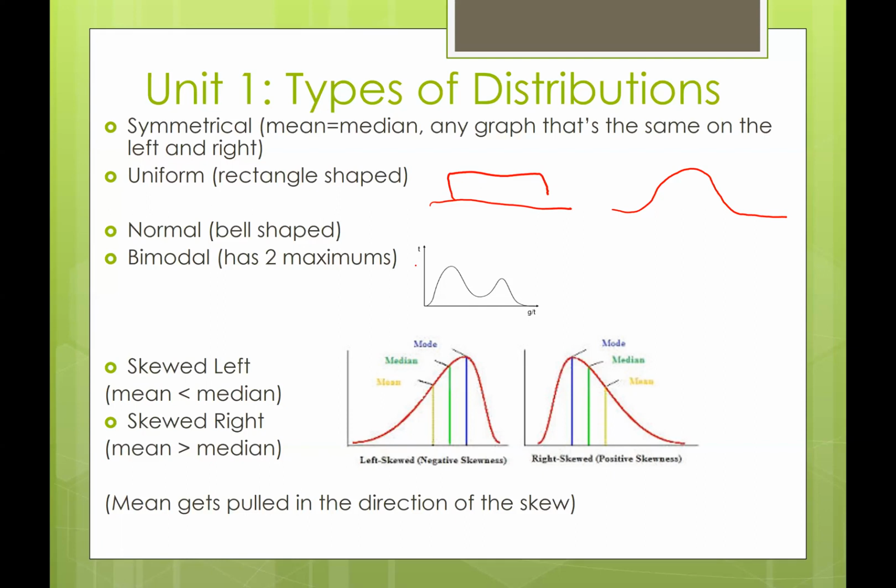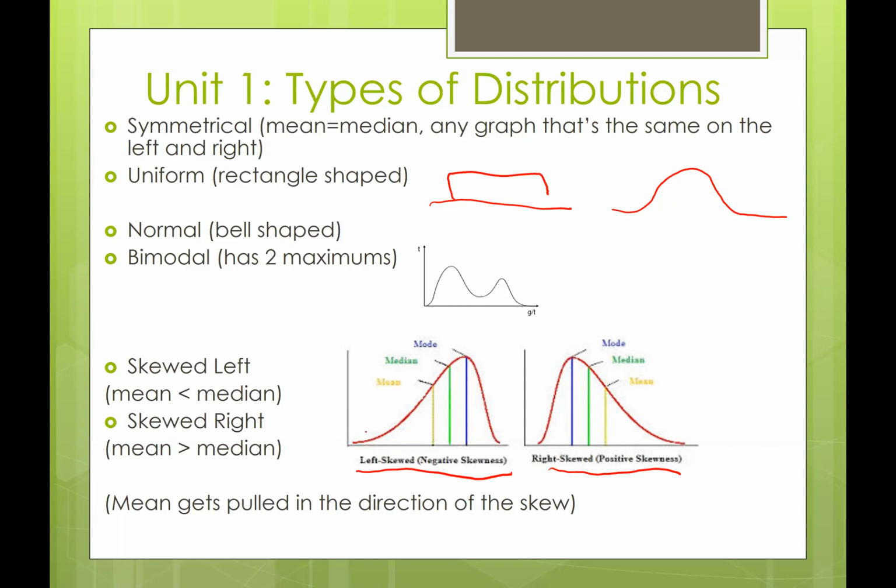And this might or might not be symmetrical. It's not a symmetrical distribution specifically, but sometimes it is by chance. Then we have skewed left and skewed right. Remember, skewed left is the same thing as a negative skew, and skewed right is the same thing as a positive skew. The skewed side is the side with the longer tail or the side with the outliers.